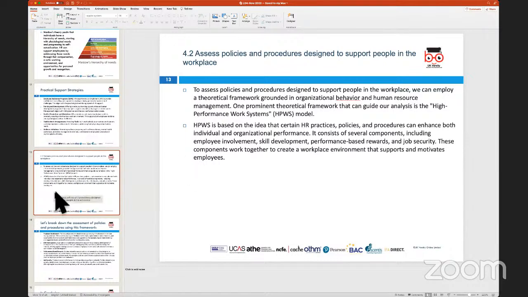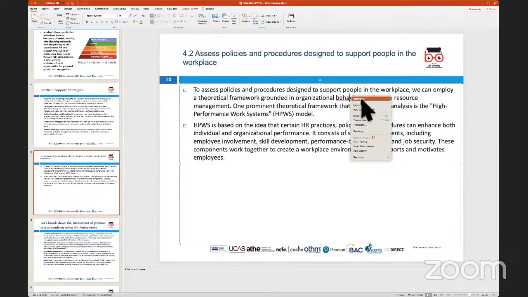The second assessment criteria that we look at is assess policies and procedures designed to support people in the workplace. Now, in this particular assessment criteria, we are looking at assessing. That means we need to take up some policies and procedures and see how they can support people working within an organization or a business.